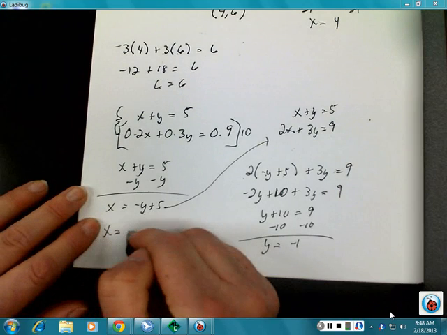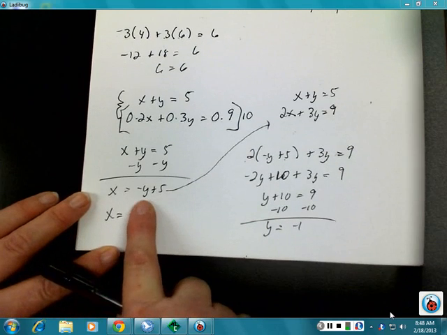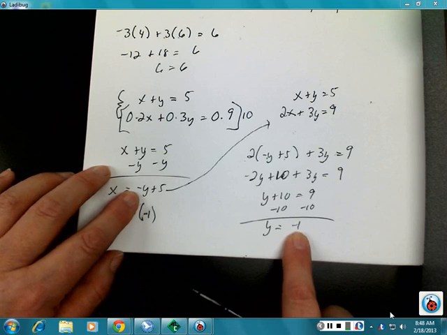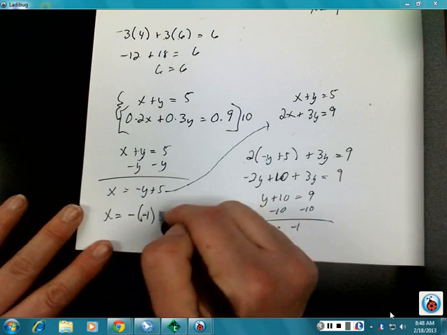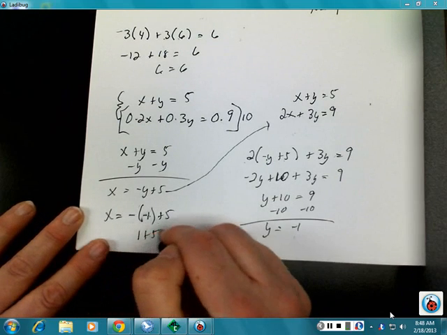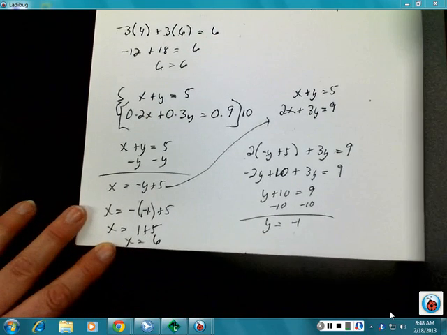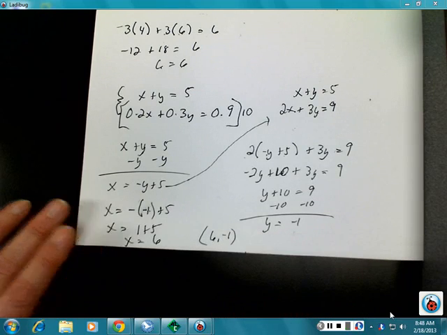So x equals a negative times a negative 1. Be real careful when you plug it back in here. You are replacing y, not the negative out in front. So when you replace y, it goes in where that's at, plus 5. And so negative times a negative is a positive 1. So x is really equal to 6. So my point combination is 6 comma negative 1.